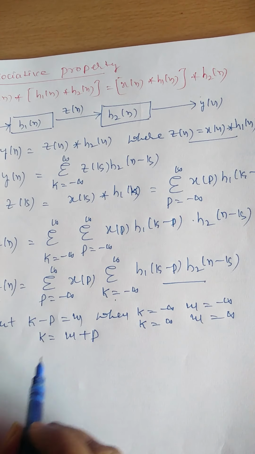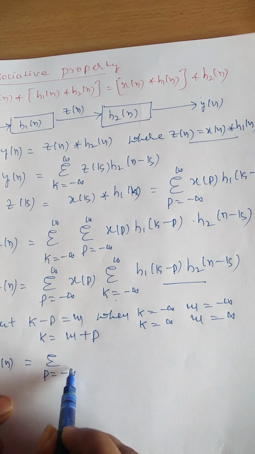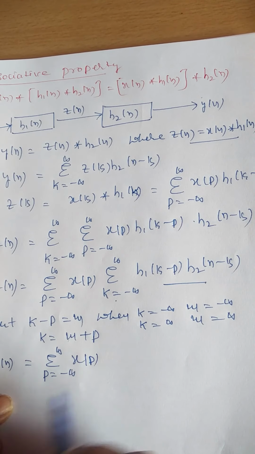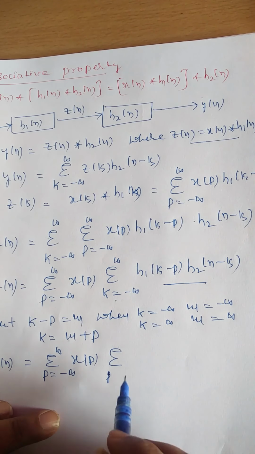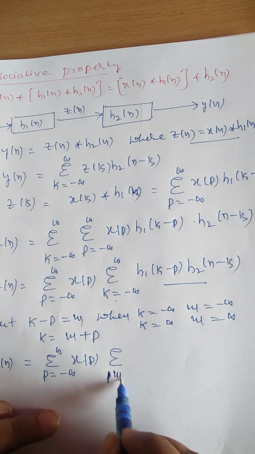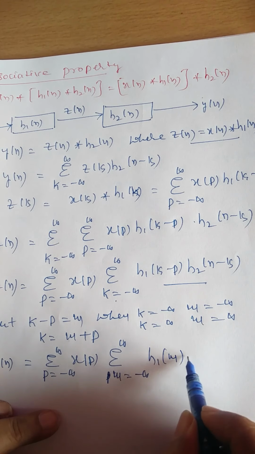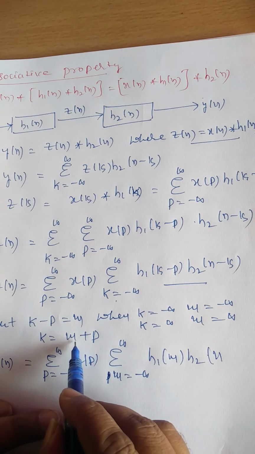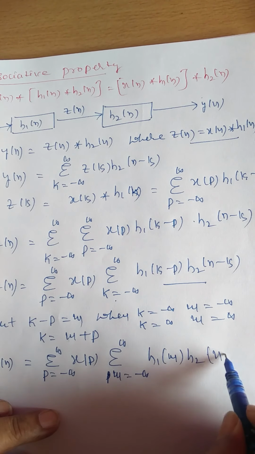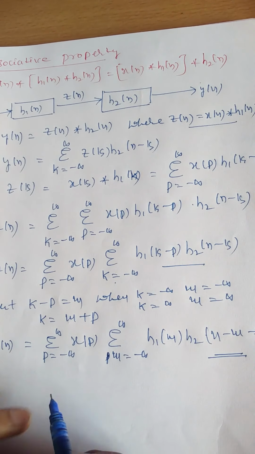Now the above equation can be written as y of n equals summation of p tends from minus infinity to plus infinity x of p. Keep this first term as it is. Second summation is where m tends from minus infinity to plus infinity h1 of m h2 of n, where k is replaced by m plus p. Outside minus sign, it will become minus m minus p. Okay, now let us remember this equation.